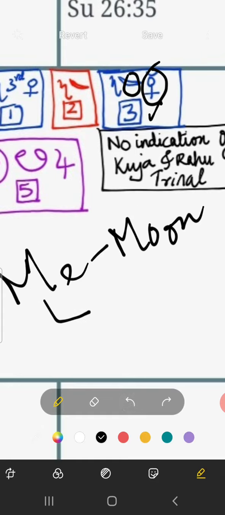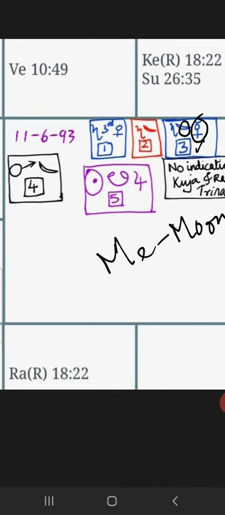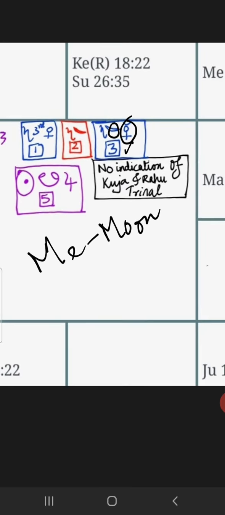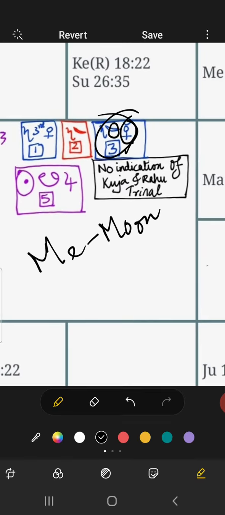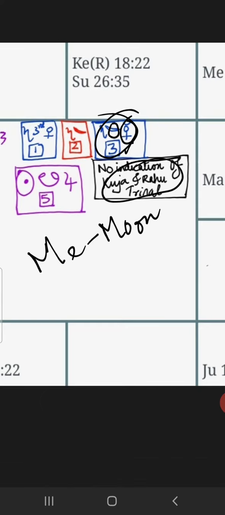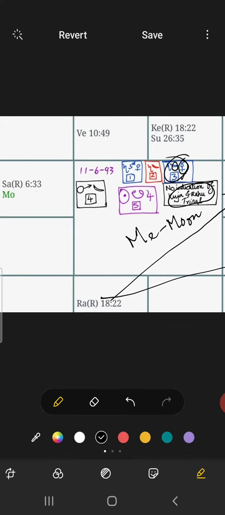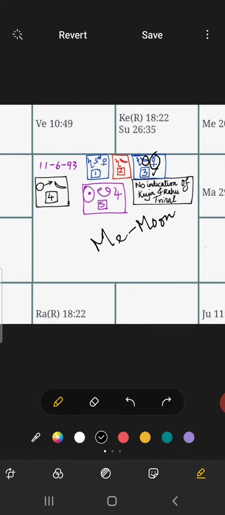Yes, of course there is Saturn here in trines. You can see that the Saturn is in trines here. So the number 3 is very, very important, no doubt. Here there is no indication of Kuja and Rahu, although they are in trines. You can see they are in trines. There seems to be hardly any relation in the palm, as far as the palm is concerned.